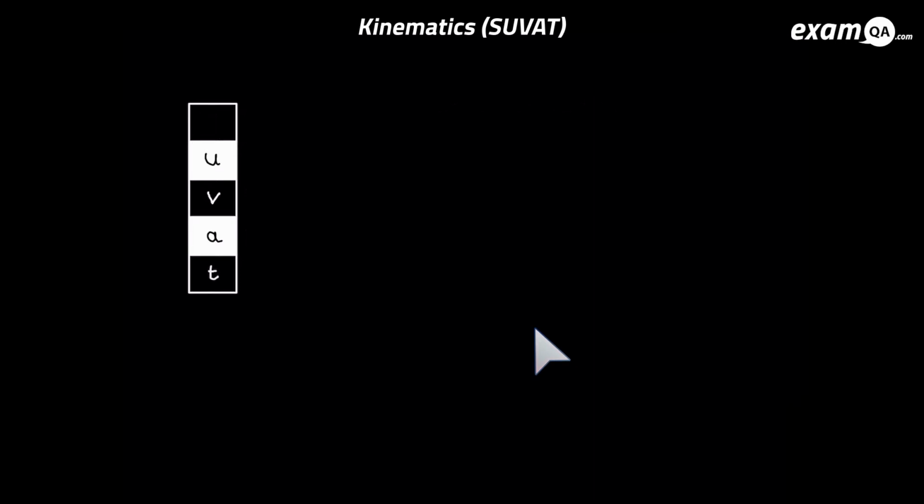Okay, so now we've got U, V, A, and T. Take a moment and tell me which formula uses these four letters. And this is the one you should have said: V equals U plus AT. Again, let's look at some numbers and use this formula.